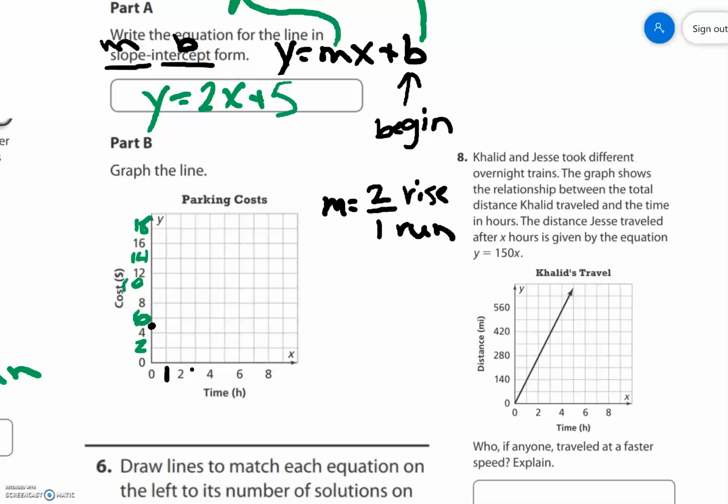On the bottom here, the scale is going by ones. So from 5, I'm going to go up 2 to 7 and over 1. Then I'm going to continue that pattern, up 2 over 1, all the way until I run out of graph, and connect the dots with a straight line.